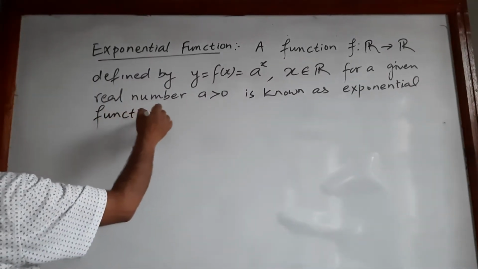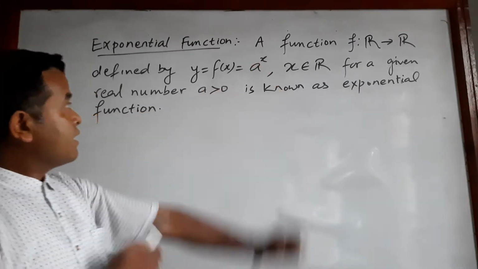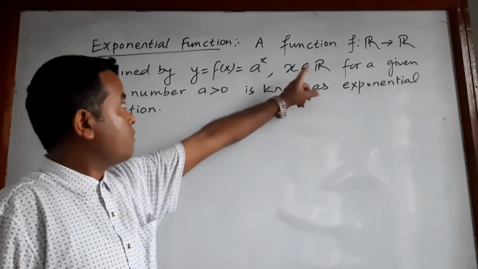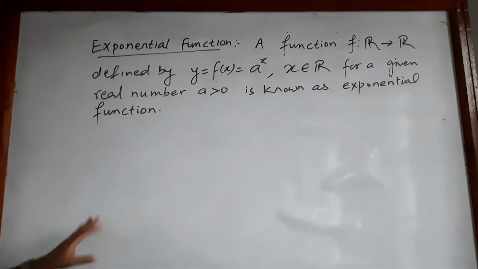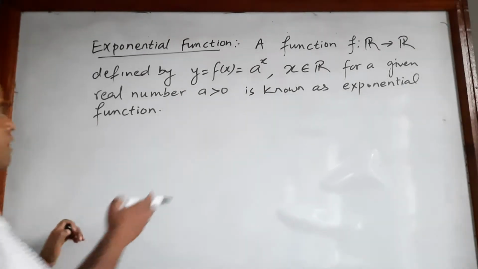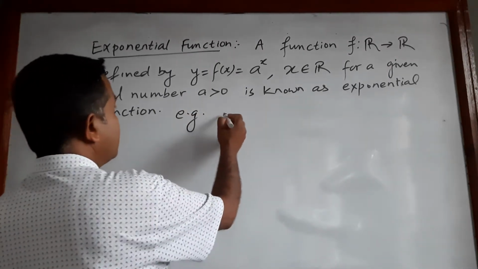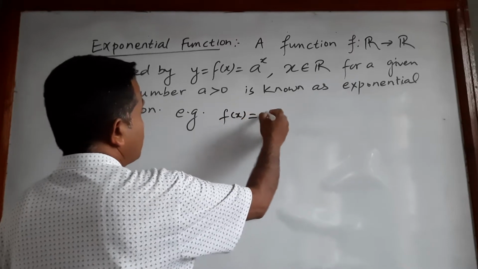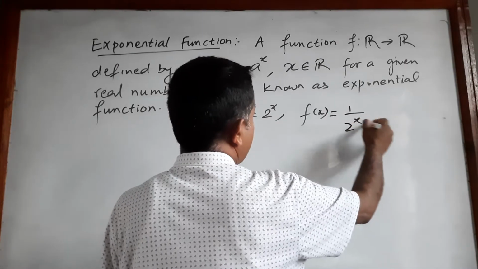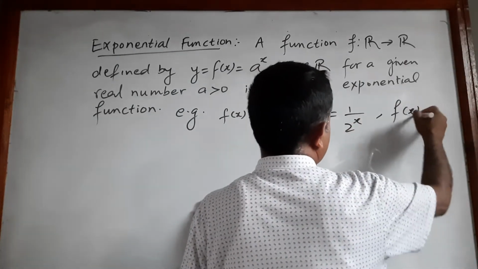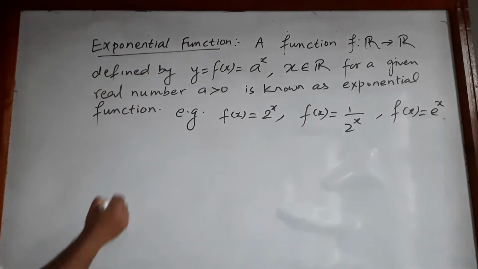This is known as exponential. Here this a has exponent x, where x belongs to the real numbers, so it has an exponent, and so the name is the exponential function. Examples of exponential functions are f(x) equals 2 to the power x, f(x) equals 1 over 2 to the power x, f(x) equals e to the power x.